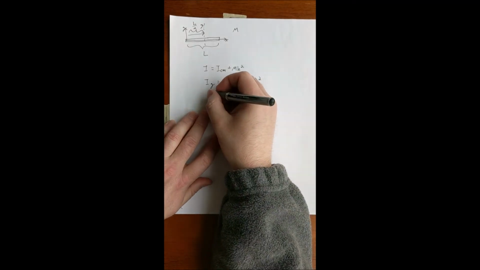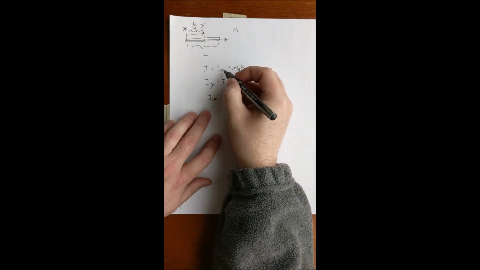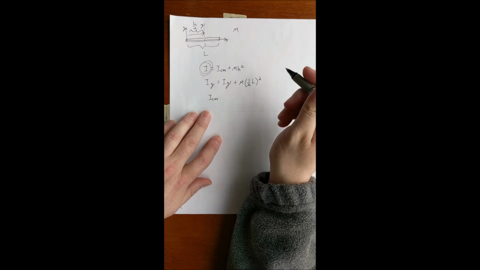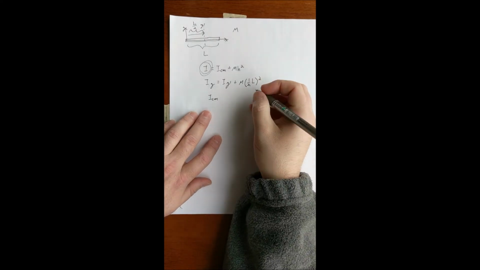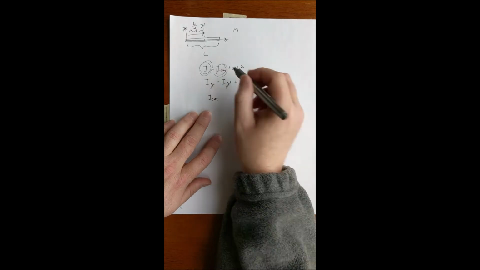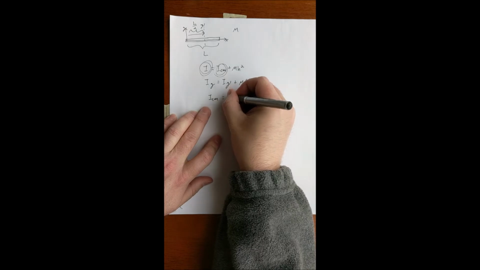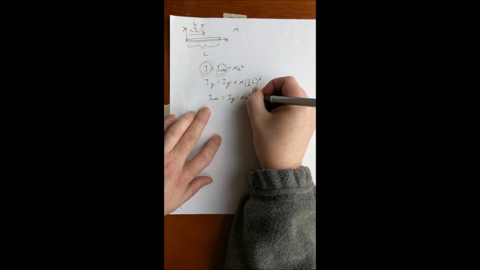Right. So then I know my ICM, right? We're inverting this. We know this I here, right? Now we want this guy here. So that ICM is going to be equal to IY minus MH squared.